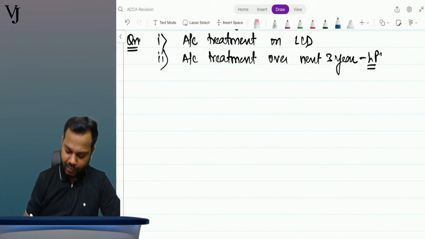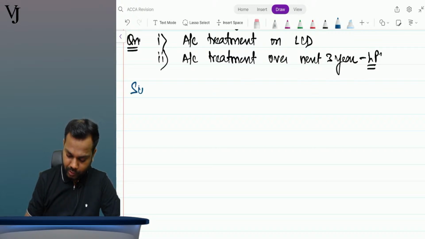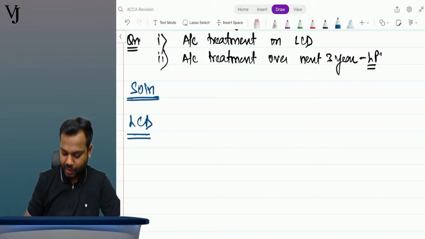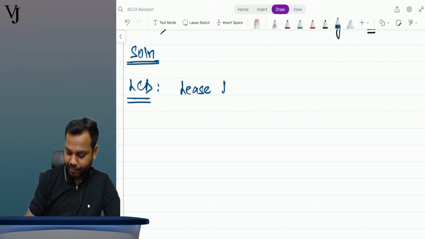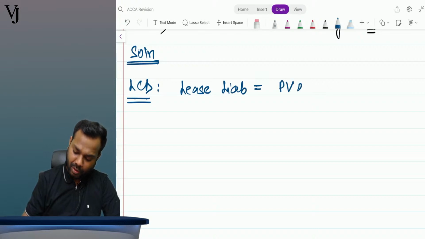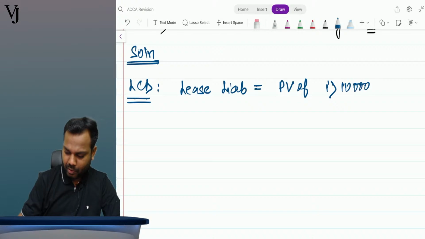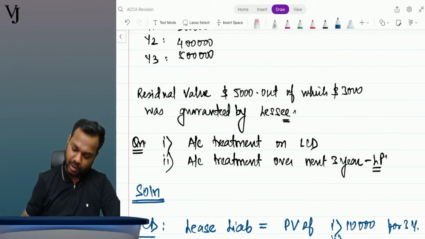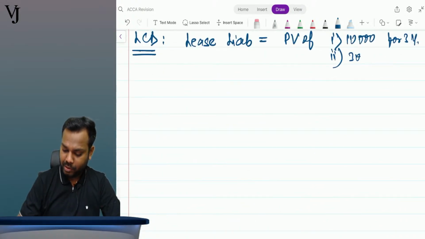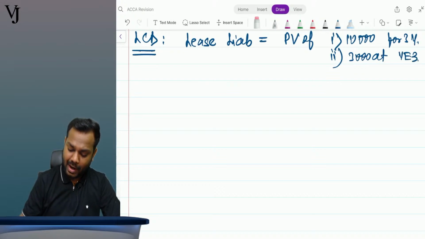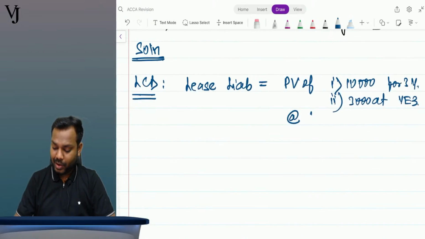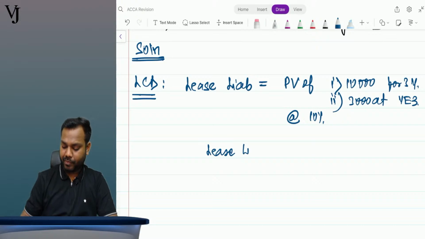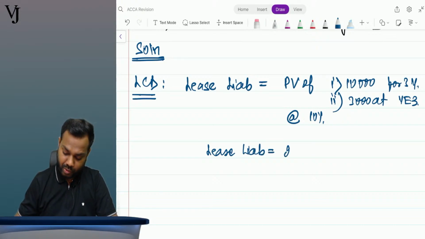Okay, if it is now, then quickly tell me what is the amount of lease liability. Solution. On lease commencement date, lease liability is equal to the present value of 10,000 for 3 years, and second, 3,000 at year end 3, right? At what discount rate will I take? 10%. I will take it at 10%. Now tell me, what is my lease liability? 27122. I am assuming that it is correct.